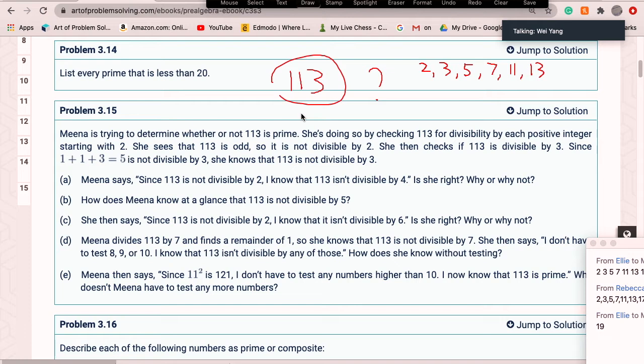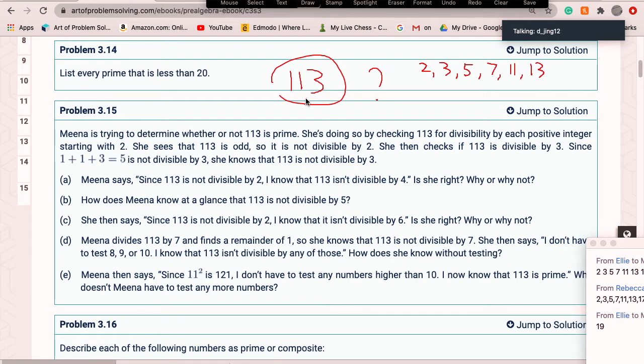You don't need to check 4. You only need to check these prime numbers. And then it's not 5 because it doesn't have a 5 or a 0 at the end. And 7, the rule for 7, it has to end like that, divisible, like 149. Right. And then 11.